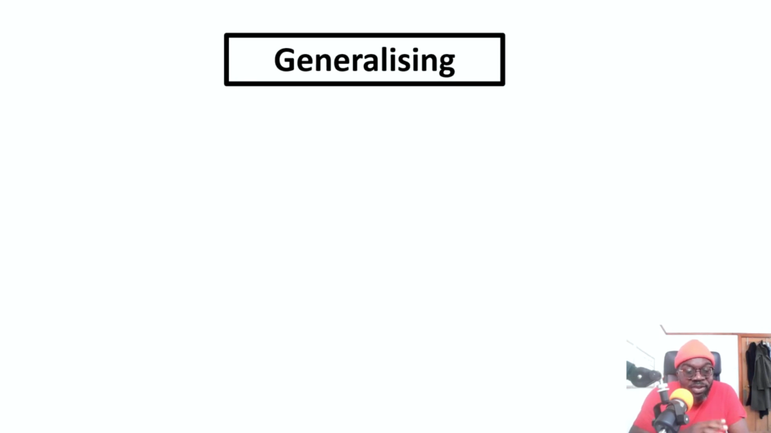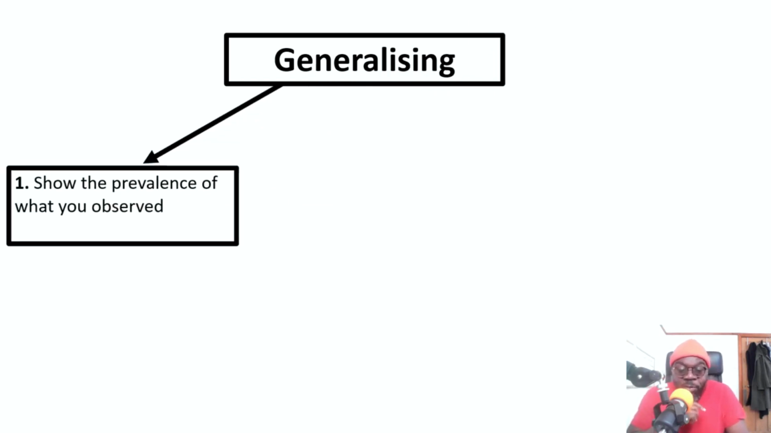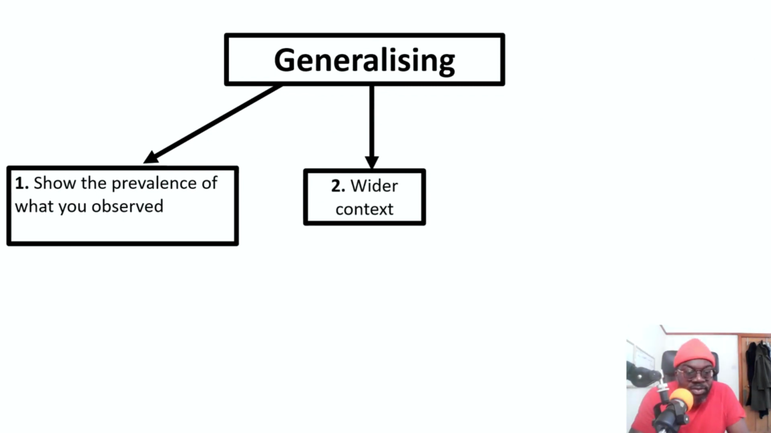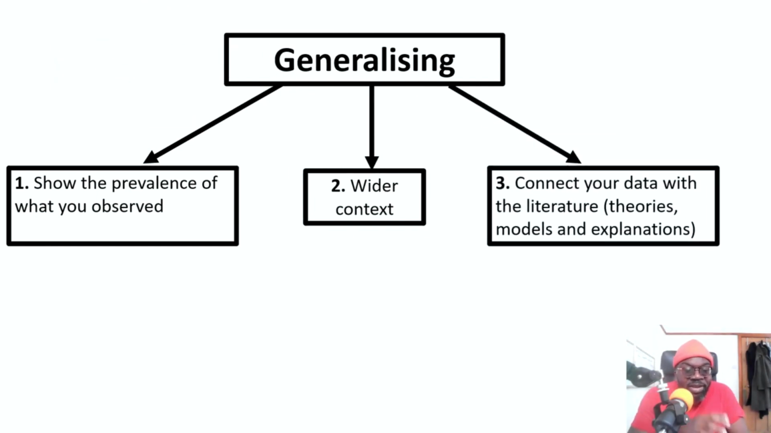There are three types of generalizing that you will do in the discussion chapter. Number one, show the prevalence in the wider world of what you observed. Number two, you show the wider contextual issues. And number three, you connect your data with the literature. We will look at these three types of generalizing in more depth.